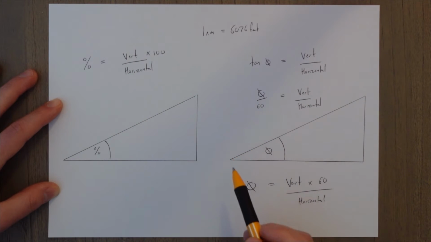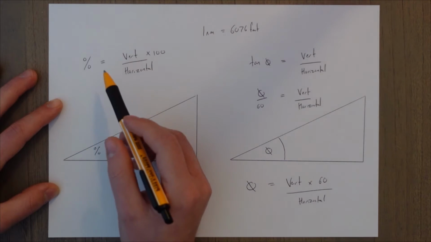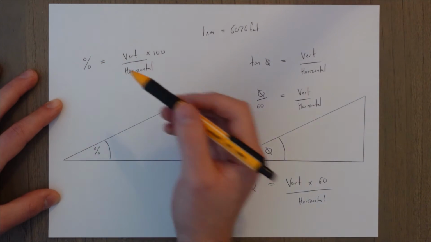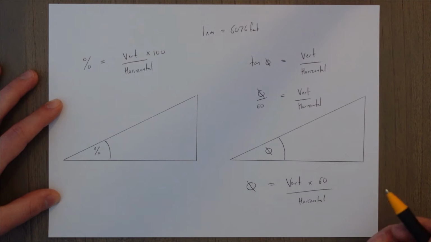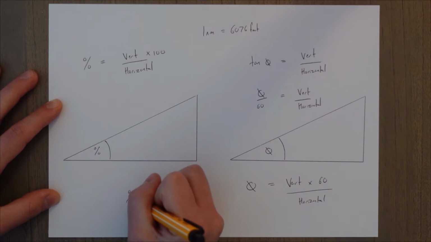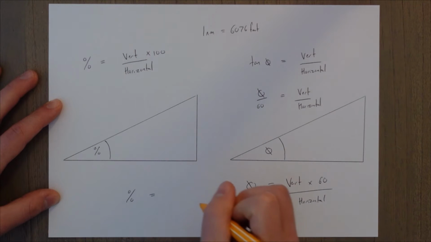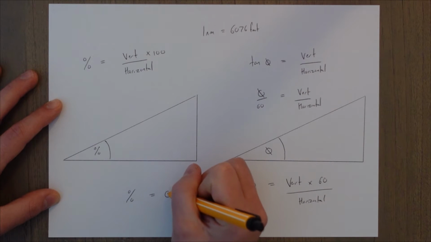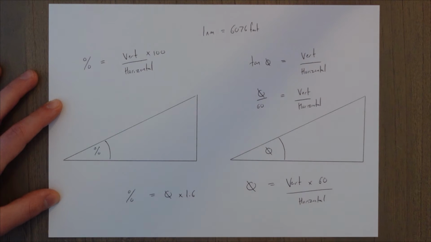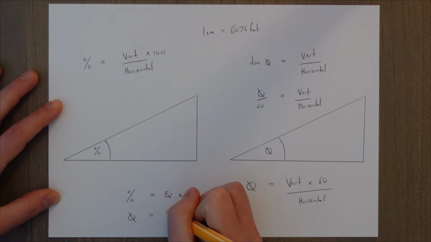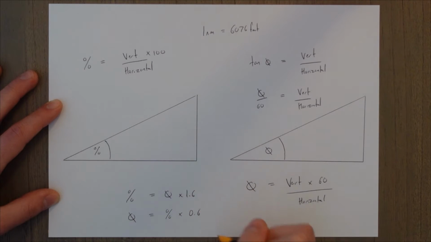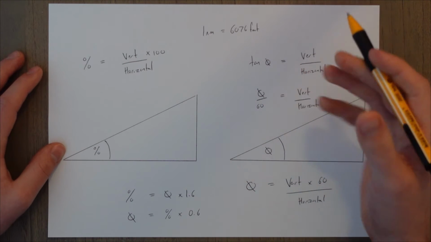You can then see that the number up here is 60 and the number up here is 100, but it's the same equation. So the number value for this angle will be 60% of the number value for our percentage, or the percentage will be 1.6 times the angle. So we could say that the percentage gradient will be equal to the angle multiplied by 1.6, or the angle is the percentage multiplied by 0.6. Handy conversion this.